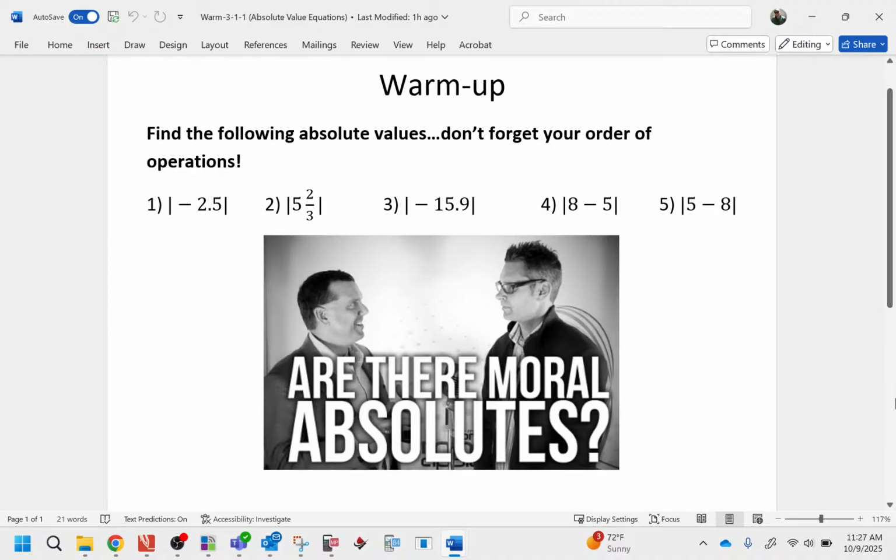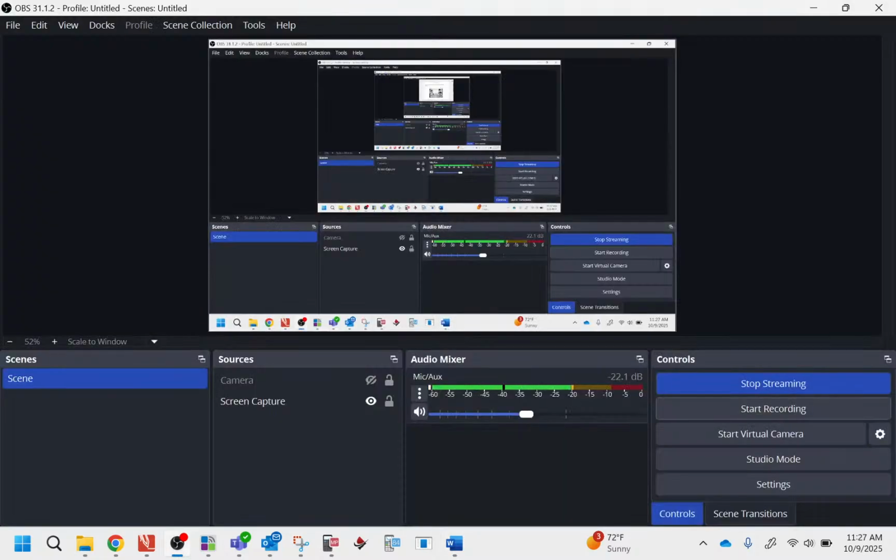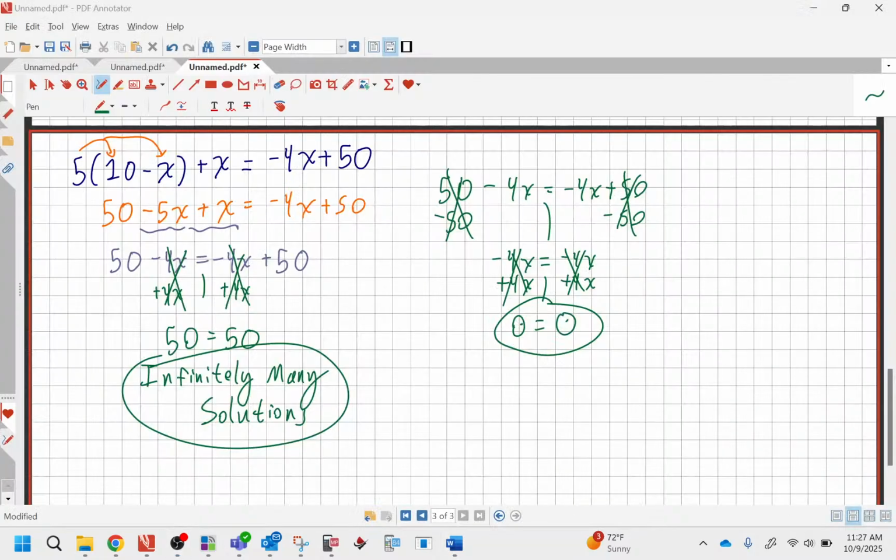Okay. Can I get you guys back in 5, 4, 3, 2, 1. Okay, folks, I'm hoping everyone's pretty comfortable with the fact that the absolute value of negative 2.5 is 2.5. The absolute value of 5 and 2/3 is 5 and 2/3. The absolute value of negative 15.9 is 15.9. Now, this one kind of freaked people out. Is the absolute value of 8 minus 5 3 or 13? It's 3. Why do you guys think someone might think it was 13?